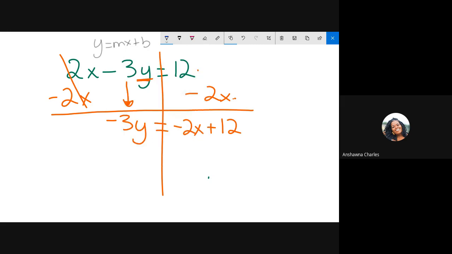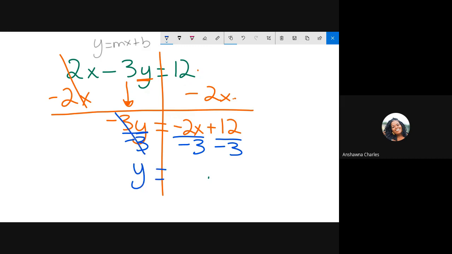So then my last step, I'm still trying to get this y by itself. I need to get rid of this negative 3. The negative 3 and the y are multiplying. This says negative 3 times y. So I need to do the opposite of that so I can get rid of the negative 3. So I'm going to divide by negative 3. And I'm dividing everything by negative 3. So that would leave me with y equals.